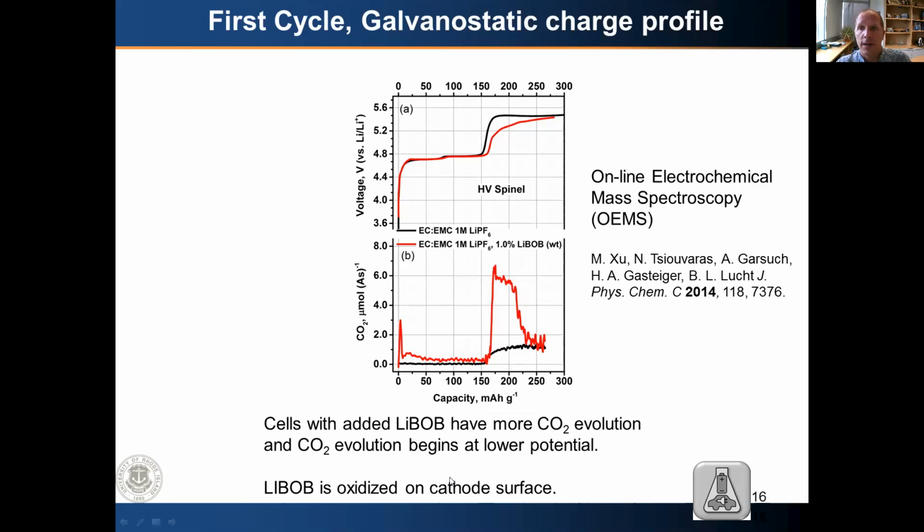So if we look at the online electrochemical mass spectroscopy of cells containing the high voltage spinel, which we did in collaboration with Hubert Gasteiger at TU Munich, we can see that the cells which contain LiBOB evolve a large amount of gas, which is predominantly CO2, consistent with LiBOB oxidation at high potential and the generation of a cathode surface film from this sacrificial oxidation of LiBOB on the surface of the cathode.